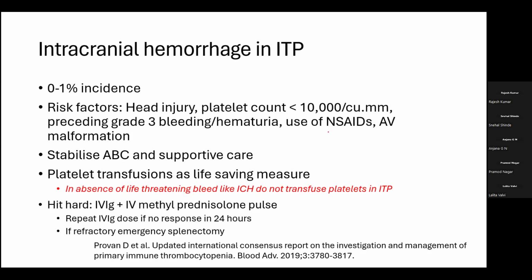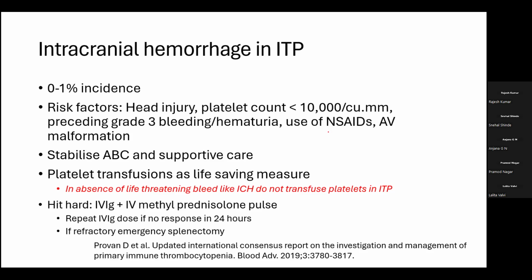Various risk factors have been suggested, but not really proven, like head injury, very low platelet count, preceding other bleeding like hematuria, use of NSAIDs or underlying AV malformation, but there is really no proven risk factor. Once you have a child with IC bleed, you have to stabilize the vitals, airway, breathing, circulation, your ABC, and support the child. And this is an exceptional situation where we give platelet transfusions. Otherwise, in other bleeds in ITP, we prefer not to transfuse blood because there is no use.